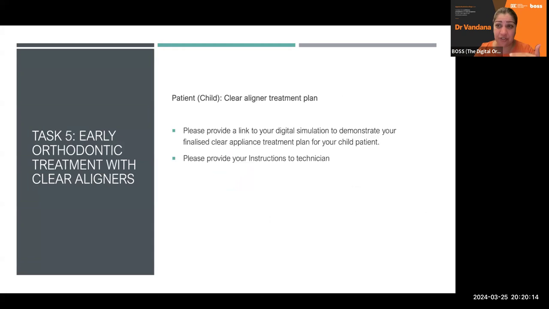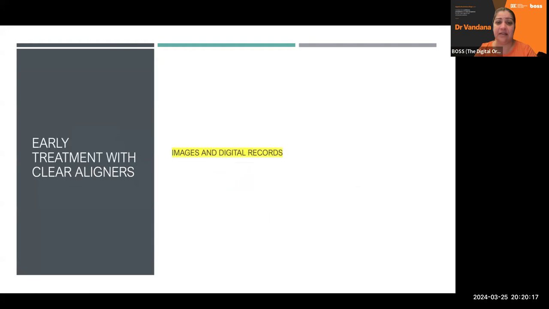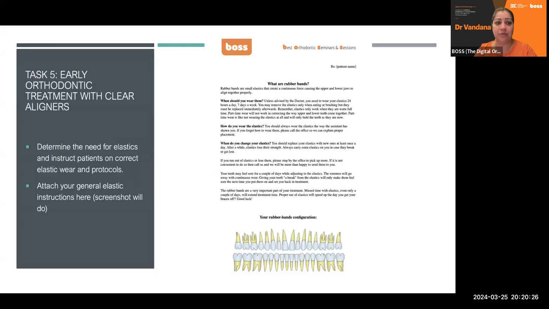And write down the instructions to your technicians. You're going to copy and paste that. Images and digital records of your plan. Basically, it's all to do with plan. Are there going to be any elastics? And if yes, what are your elastic instructions? Now, this is my elastic instructions that I've given you. So you guys have to modify it for you. So please don't give me exactly the same copy, because it's plagiarism, actually, although I won't say that because I've allowed you to modify, but you need to modify it. So I want to see a modified version, okay?